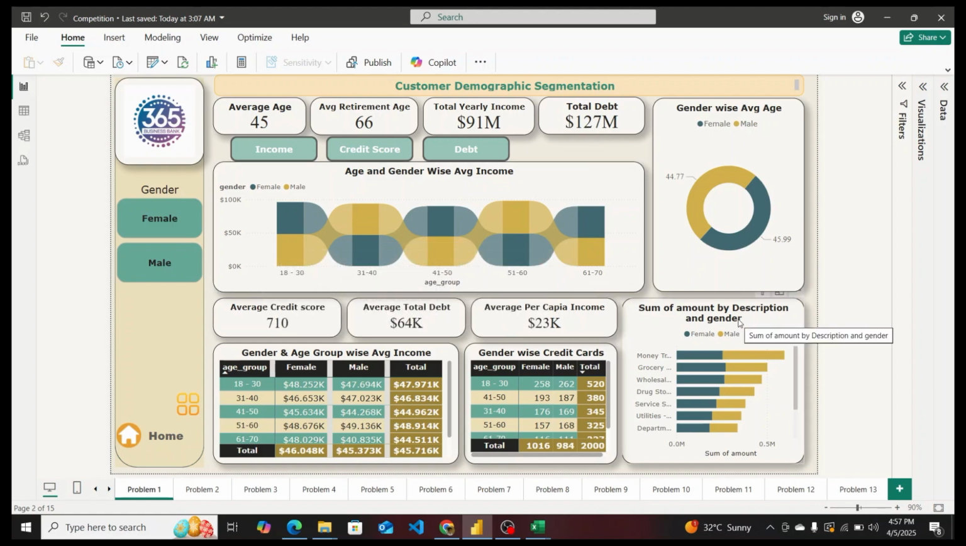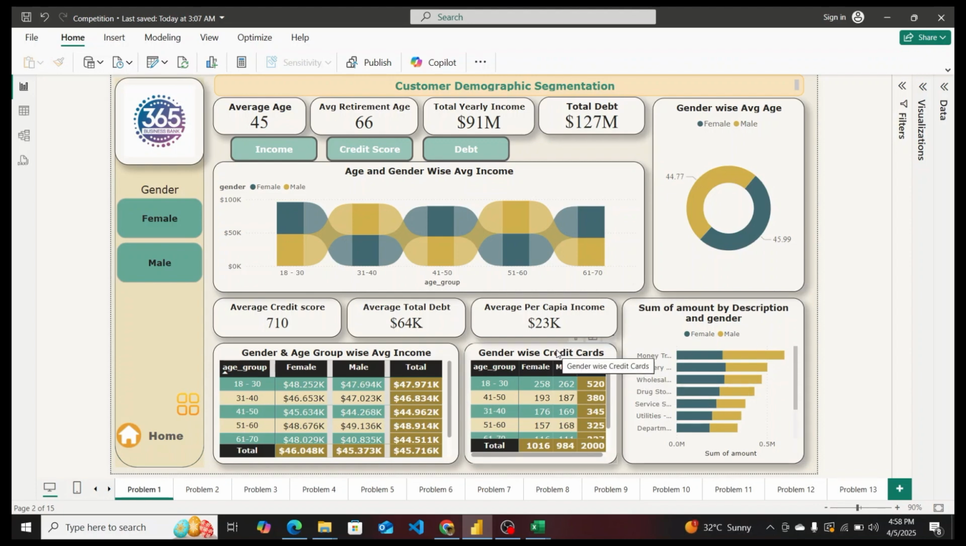This is the sum of amount by description and gender. Description is basically the merchant category code, in which we can see that the male population has spent more money on money transactions, and the female population has spent more money on grocery store, supermarket.